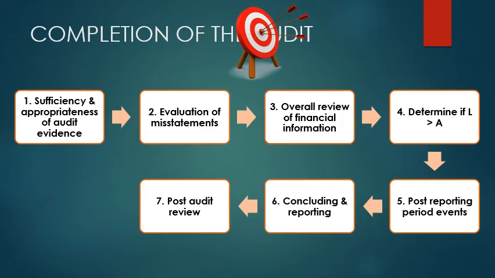So the completion of the audit can be broken down into the following 7 stages. Stage 1 is the sufficiency and appropriateness of audit evidence. Then we move on to the evaluation of misstatements. We look at the overall review of financial information. We determine whether liabilities exceed your assets. Stage 5 is then post-reporting period events. Stage 6, concluding and reporting, and the last stage, stage 7, is your post-audit review.